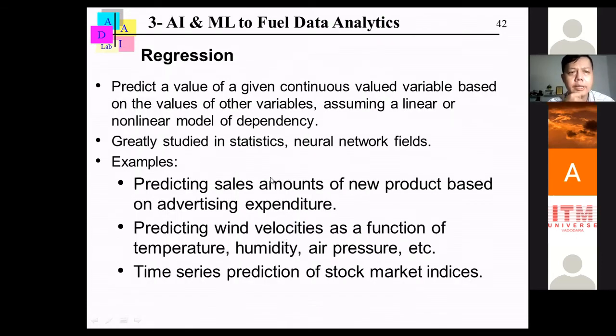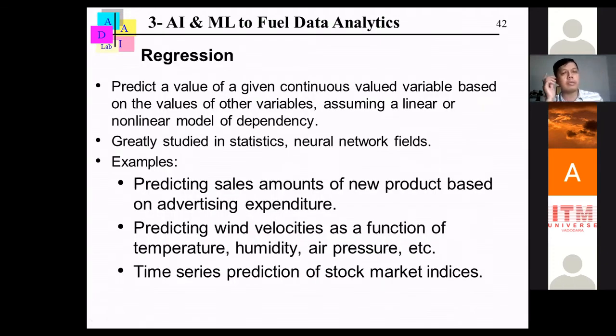What is regression? Regression means that we predict the value of a given continuous valued variable based on the values of other variables, assuming a linear or non-linear model of dependency. In regression, we have a very famous model, the neural network. For example, predicting the amount of new product sales based on advertising expenditure, predicting wind velocity, or time series prediction of the stock market.